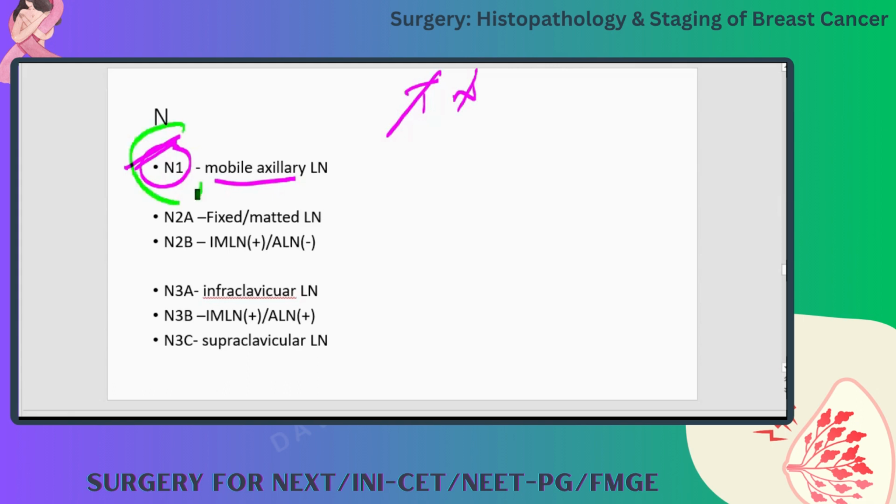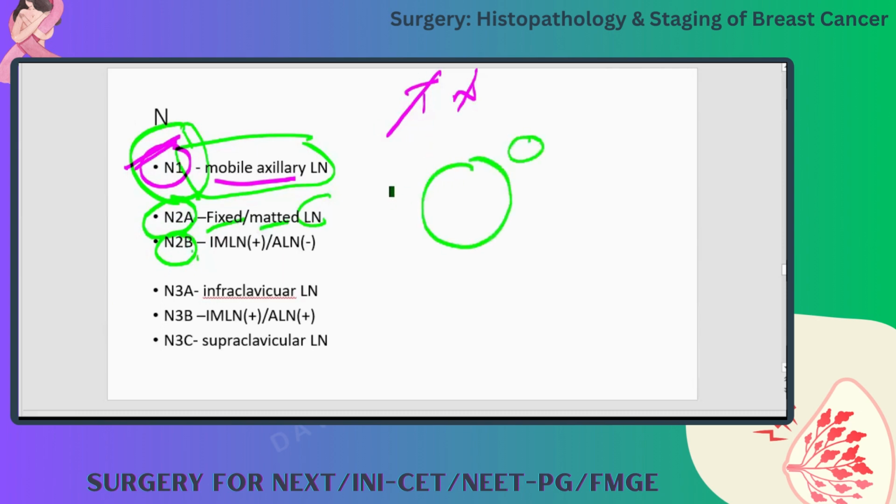So N1 is a mobile axillary lymph node. For N2A, there is no mnemonic, we have to memorize it. N2 is divided into A and B. A is a fixed, matted lymph node. N1 is mobile, N2A is fixed and matted. N2B: suppose this is the breast, this is the axilla, this is the internal mammary. Axillary lymph node is negative, internal mammary is positive. That is N2B.